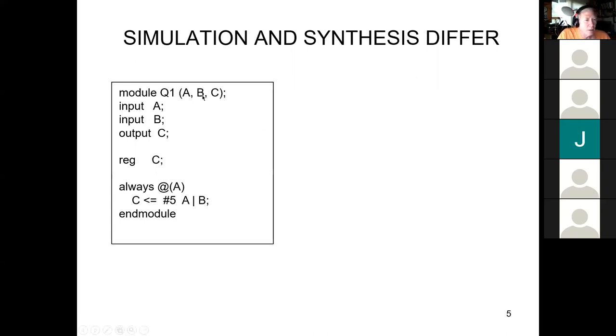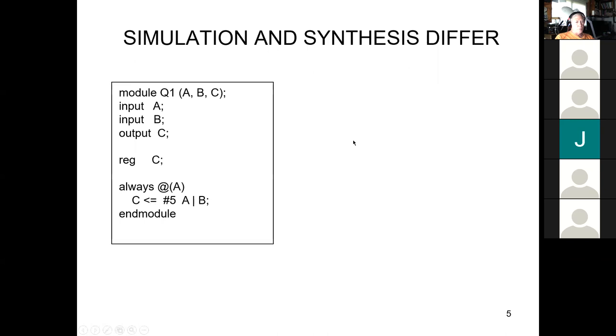Okay, so we have external port list A, B, C: input A, input B, output C. We've called C a register. Why is that? Well, it appears on the left side in the always block, so it must be a register. And then notice here we have one variable in the sensitivity list in the always block, A. We don't have B in there, so theoretically it wouldn't execute on B. Is A a level signal or an edge signal? Clearly it's a level signal. But you have a non-blocking assignment here with this 5 nanosecond transport delay.